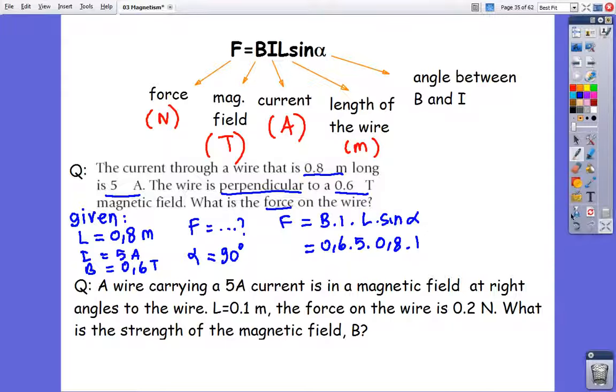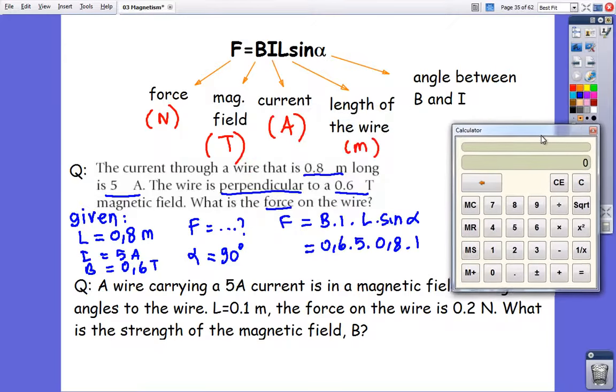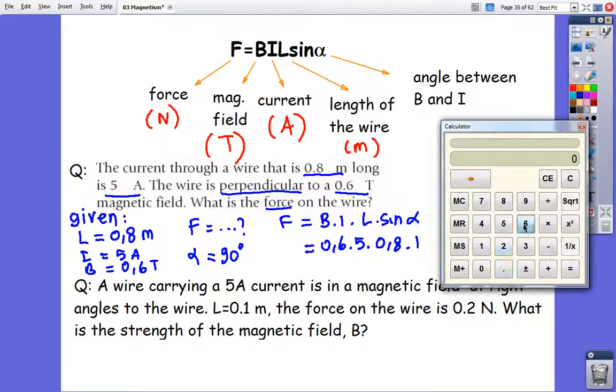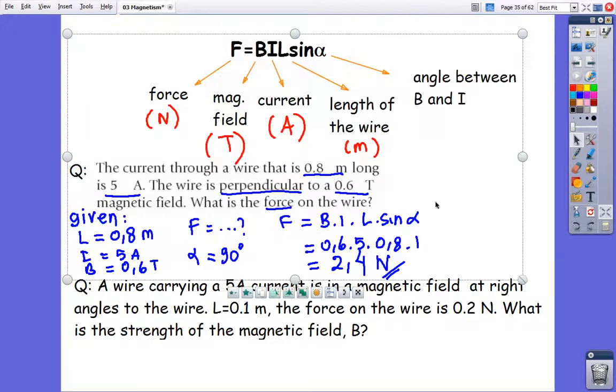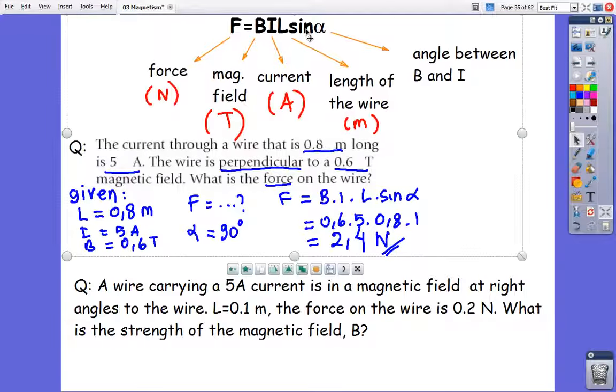I'm going to use the calculator. 0.6 times 5 times 0.8 equals 2.4. So the force acting on the wire is 2.4 Newton. Clear? Okay, now I'm going to move this upward so we have more space, right?